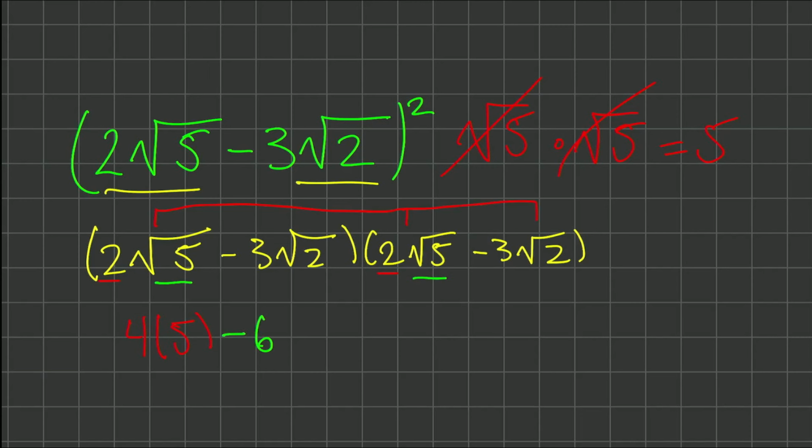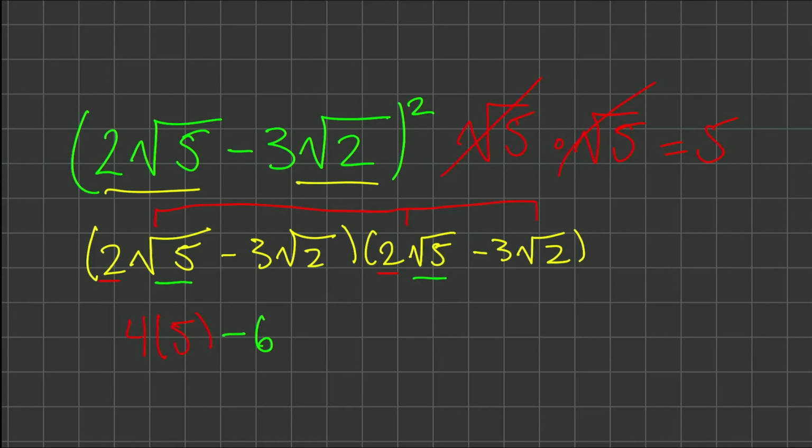Now, moving on to a different one. We have this here. Negative 3 times 2 gives us negative 6. Root 2 times root 5 gives us root 10. Finally, we have this last one here. Negative 3 times negative 3 gives us 9. And our root 2 times root 2 gives us 2. These root signs will cancel out, so you get 9 times 2.